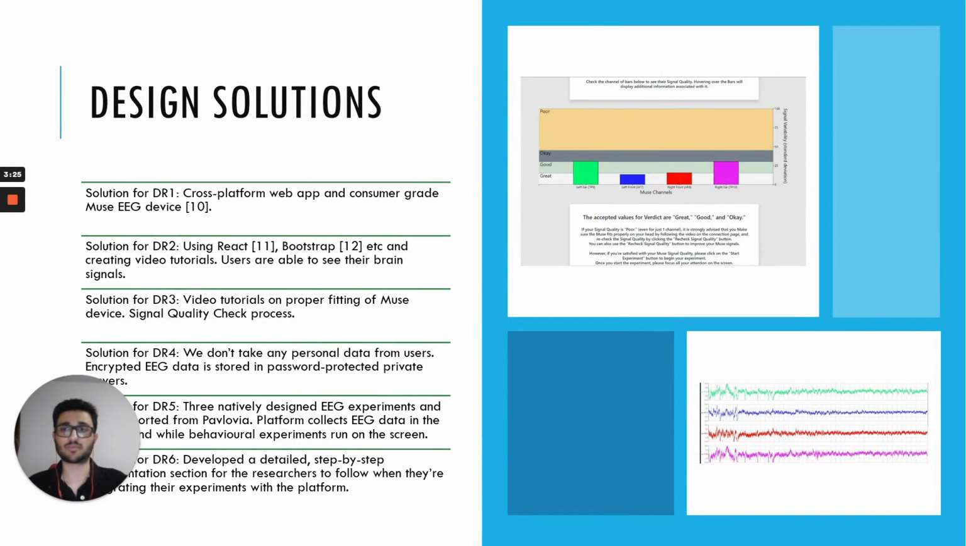For solving the accessibility problem, we created a web application which runs on any system or any computer which has access to the internet and has a web browser. And we used a consumer grade EEG device known as the Muse, which is available at a low cost, thus reducing the cost of research.